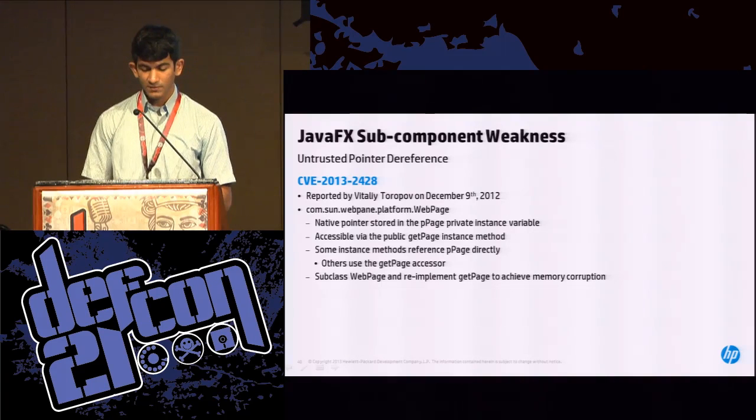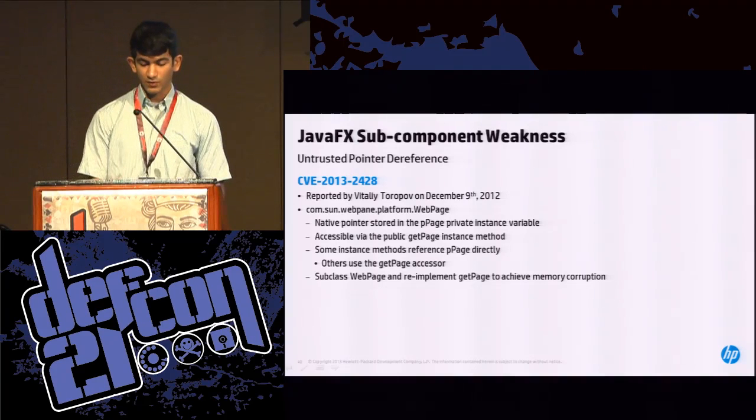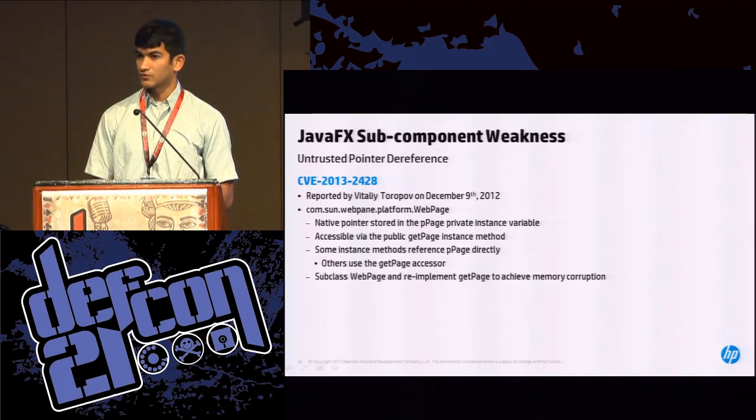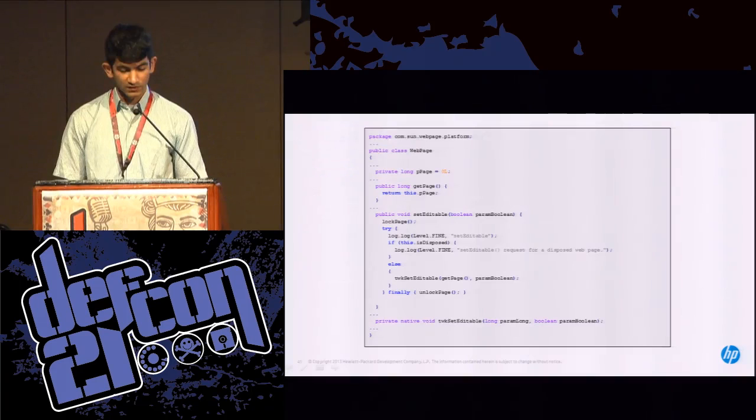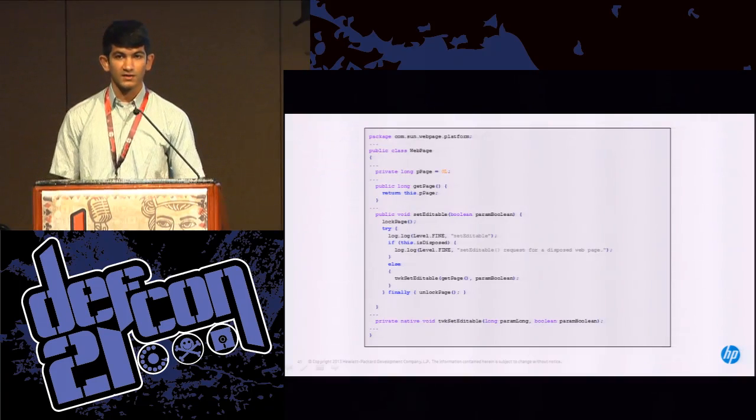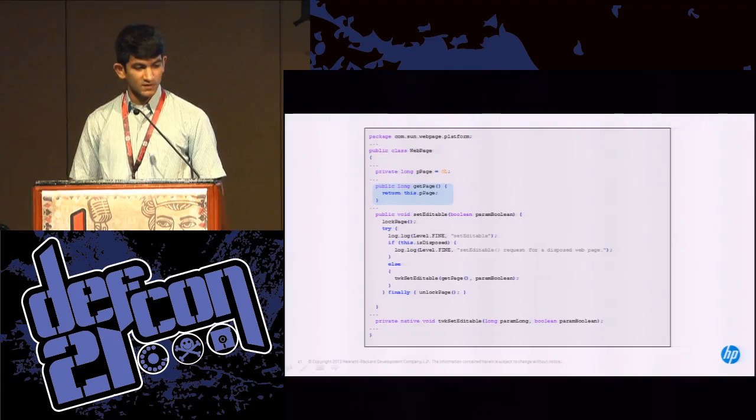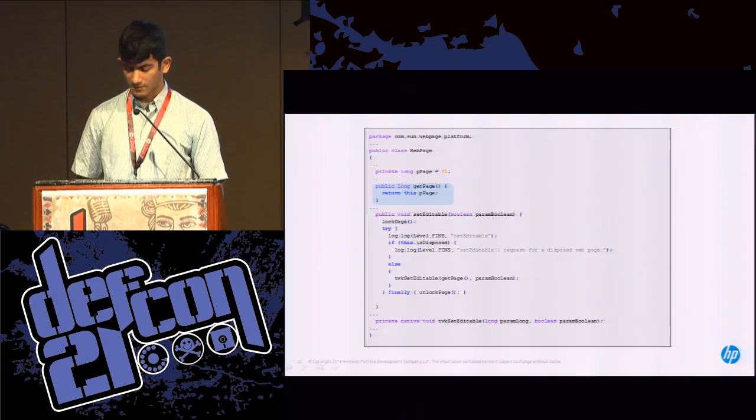There is a public getPage accessor method, and some of the methods within the WebPage class will directly access the pPage variable, whereas others will actually make use of the getPage accessor method. As a result, we can subclass the class and re-implement getPage, and we can achieve memory corruption. So here we can see that the class is indeed public, which means we can subclass it. Here we can see that the getPage method is also public, which also means we can subclass it.